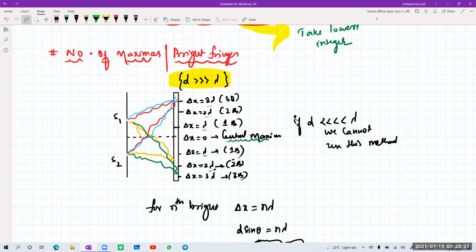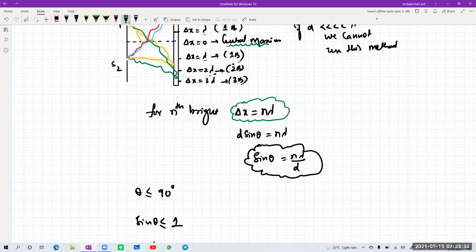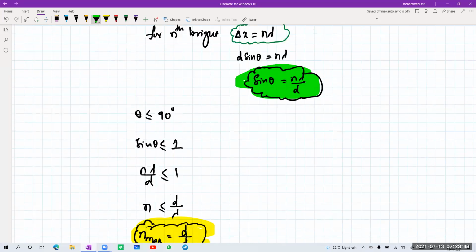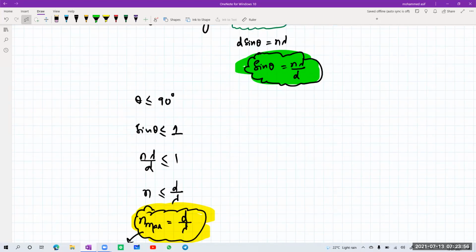Now see, for the nth bright point, delta x is equal to n lambda. Delta x is the path difference, so d sin theta is equal to n lambda. So sin theta is n lambda by d. Theta must be lesser than or equal to 90, so sin theta must be lesser than or equal to 1. That means n into lambda by d must be lesser than or equal to 1. That means n is lesser than or equal to d by lambda.